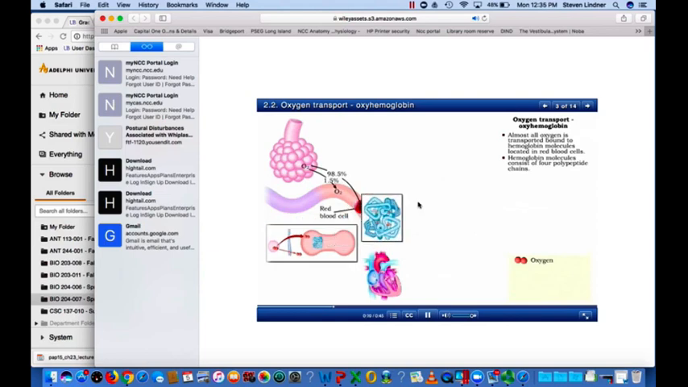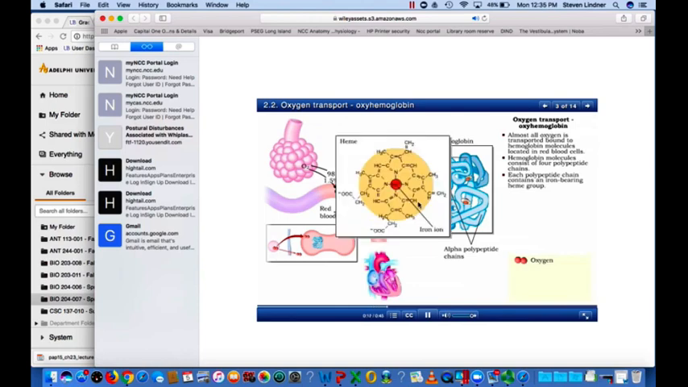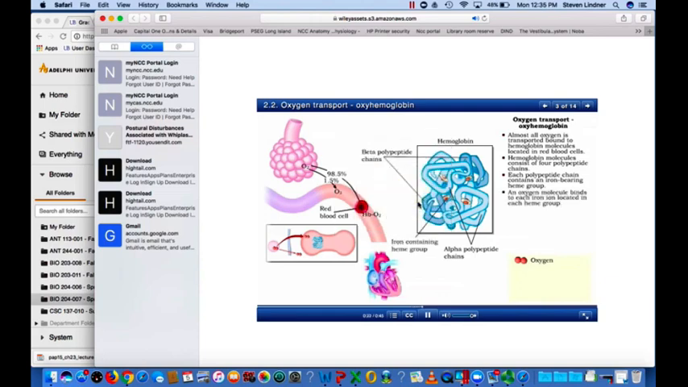Hemoglobin molecules consist of 4 polypeptide chains. Each polypeptide chain contains an iron-bearing heme group. An oxygen molecule binds to each iron ion located in each heme group. Hemoglobin that is not bound to oxygen is called deoxyhemoglobin. Loading or association of oxygen to deoxyhemoglobin forms oxyhemoglobin.